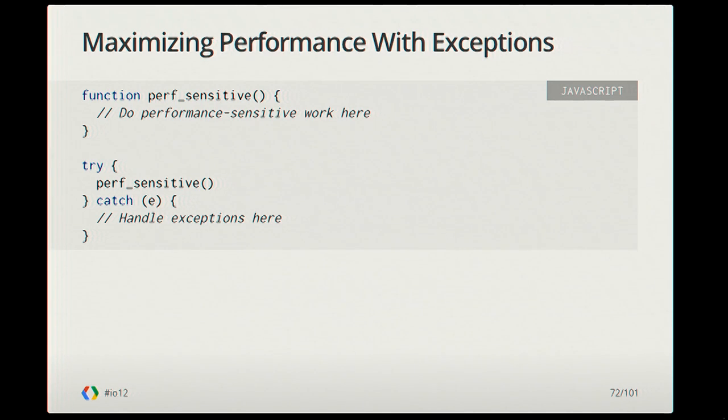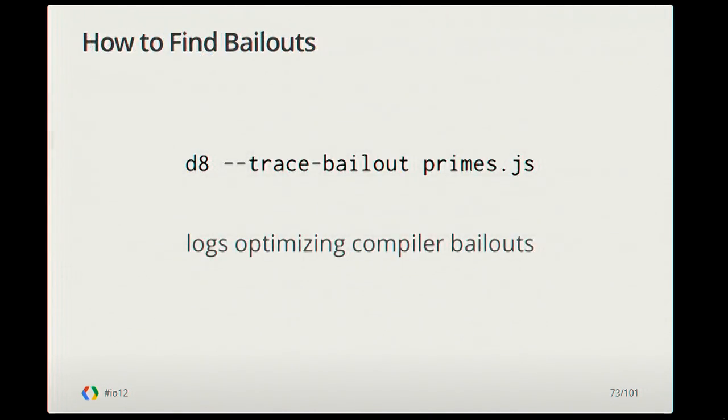If you have performance-sensitive code that you'd like to call from or access from a try-catch block, wrap it in its own function. Here's an example. We have a function that's performance-sensitive. We call that from the try piece of a try-catch block in another function. By doing that, it allows the optimizing compiler to optimize the performance-sensitive function, even though it can't optimize the try-catch block. If you want to find out which routines cannot be optimized by the optimizing compiler and why, there's an option you can pass to the debugging shell called trace bailout, and that'll tell you the functions that could not be compiled and why.